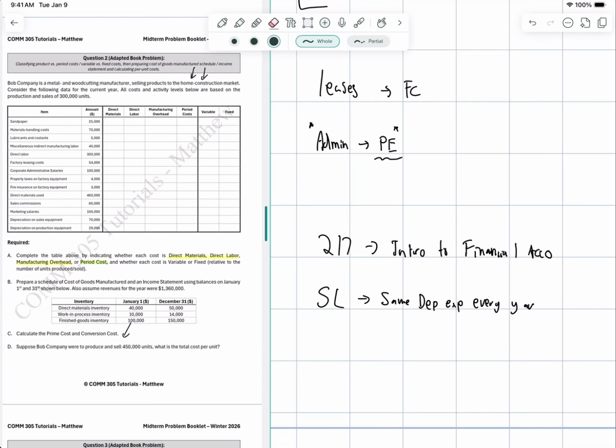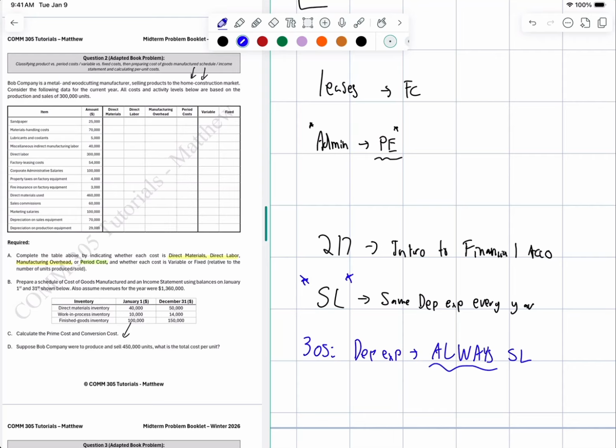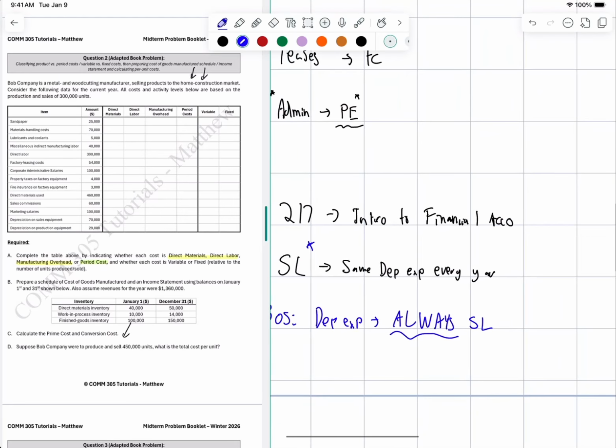You don't need to know any of that. For all intents and purposes, for Com 305, whenever you see depreciation, you always assume straight line. So Com 305, depreciation expense, always straight line. And because straight line means it's the same depreciation every year, it doesn't change based on output. It's always a fixed cost.